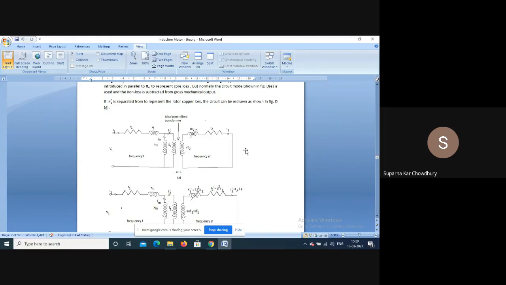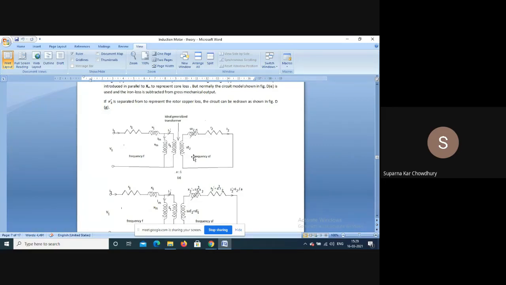Now note one thing, that I have not considered the core loss resistance here, which we have in the case of a transformer. That is because that just reduces the computational burden and does not introduce much error if we do not include the core loss here, because the core loss component of current, IC, is very small compared to IM. The error introduced will be very small, but the computational burden is quite less. So normally this circuit is followed.